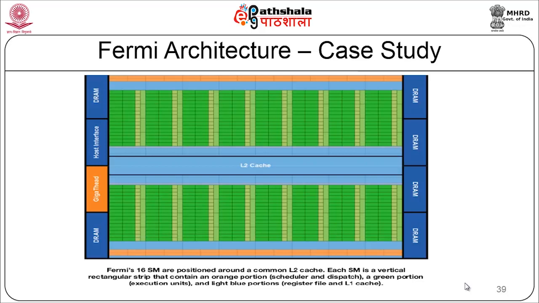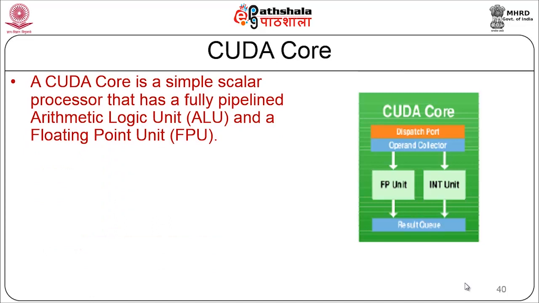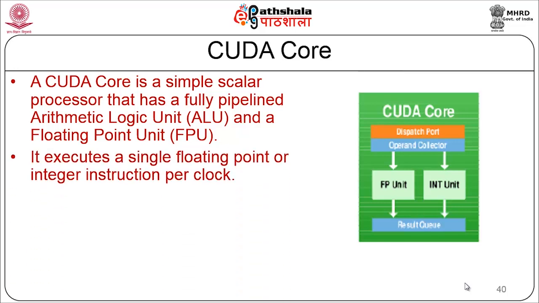The Fermi architecture has 16 streaming multiprocessors available. Each SM is shown as a vertical strip that contains an orange portion which is a scheduler and dispatch unit, a green portion which is the execution units, and a light blue portion which is the register file and the L1 cache. If you look at each of these CUDA cores, a CUDA core has been indicated here. A CUDA core is a simple scalar processor that has a fully pipelined arithmetic logical unit and a floating point unit. It executes a single floating point or integer instruction per clock.